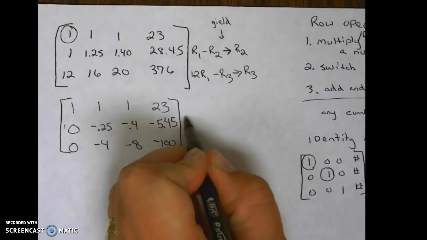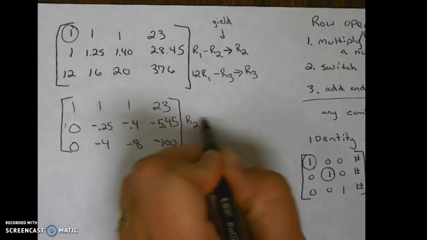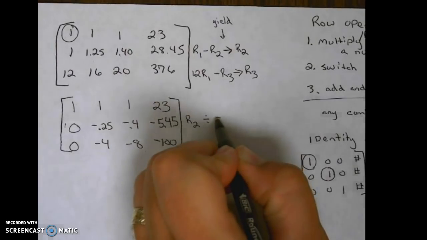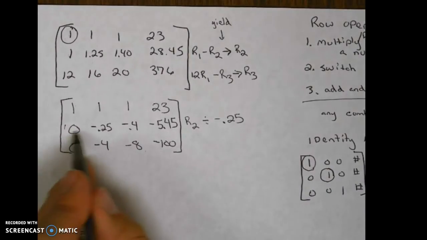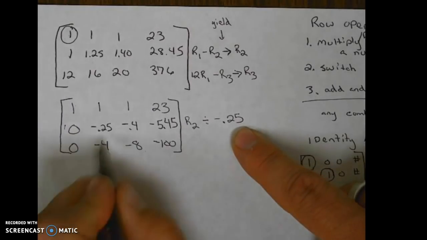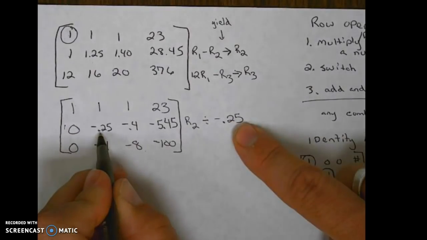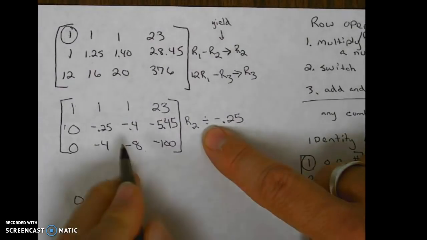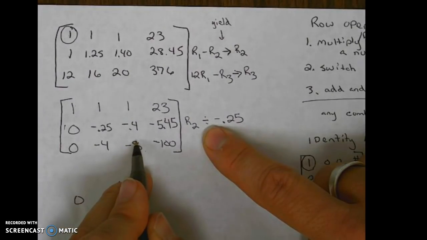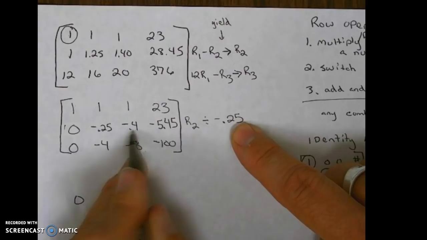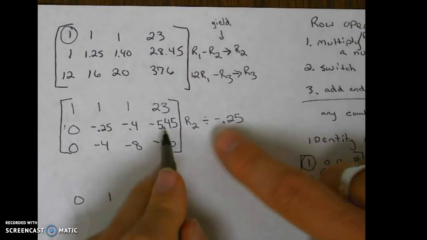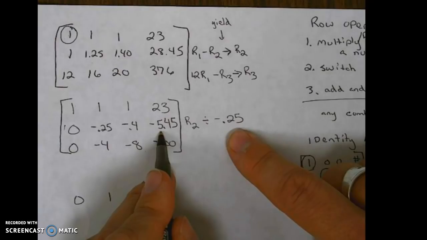So we're going to take row 2, that's this row right here, and we're going to divide it by negative 0.25. So let's find out what our new row 2 is going to be. So 0 divided by that is 0. That divided by itself is 1. And dividing again, we get this negative 0.4 divided by negative 0.25 is going to give us 1.6. And then negative 5.45 divided by negative 0.25 is going to give us 21.8.